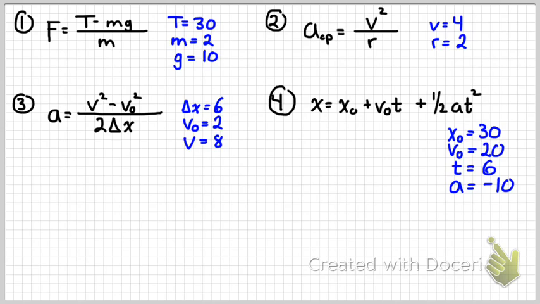Okay, so let's see how I did these. The first problem was F equals (T minus mg) over m. Showing my substitution, it looks something like that.